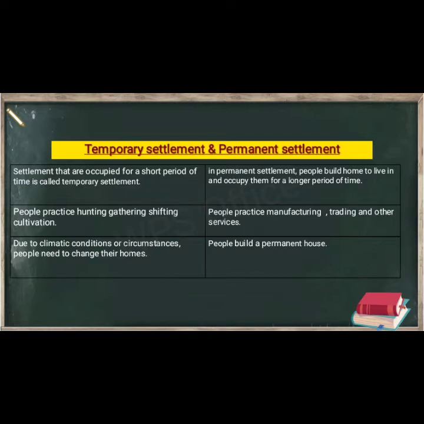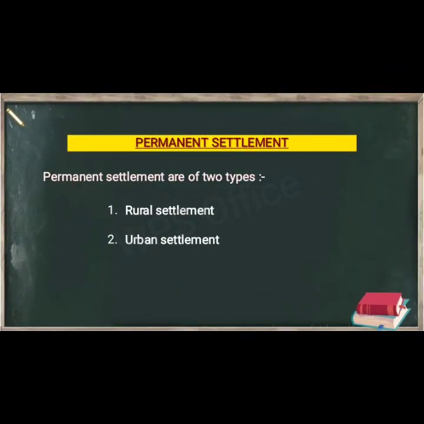People practice hunting and gathering and shifting cultivation in temporary settlements, while on the other hand, people practice manufacturing, trading and other services in permanent settlements. Due to climatic conditions or circumstances, people need to change their homes in temporary settlements, while in permanent settlements, people build a permanent house and stay there for a long time. Moving ahead, permanent settlements are of two types. First is rural settlement and second is urban settlement.